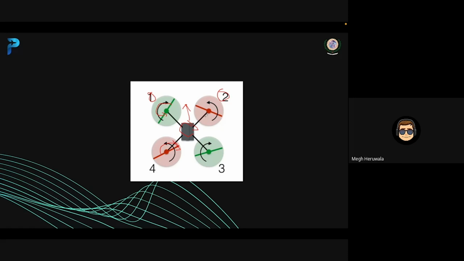But instead, if I do the cross configuration, then these both will increase the speed and these both will decrease the speed. So that will eventually balance out the torque while moving forward or doing any maneuvers. So we must remember that while making a drone, we should employ a symmetric system for doing a 360 movement of the drone. This is not only for a quadcopter, this is applicable for any quadcopter or hexacopter.